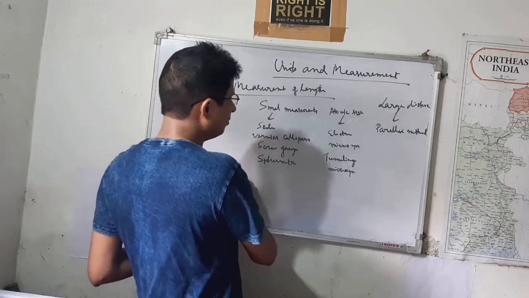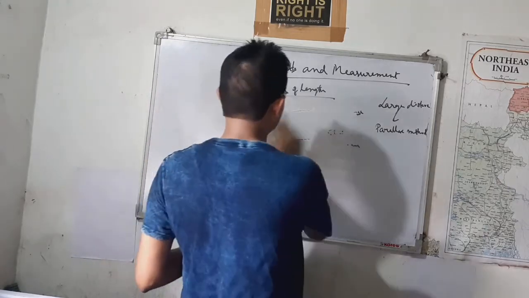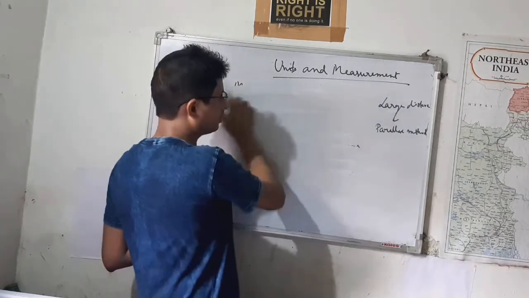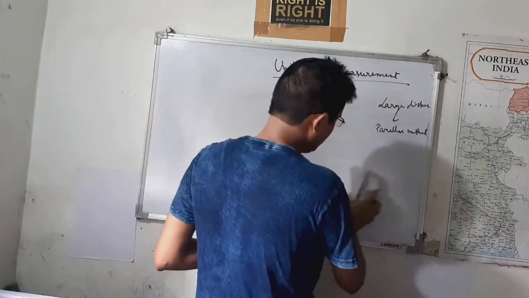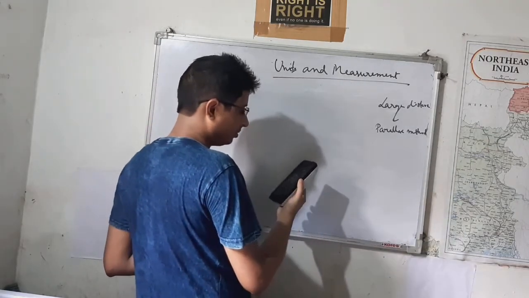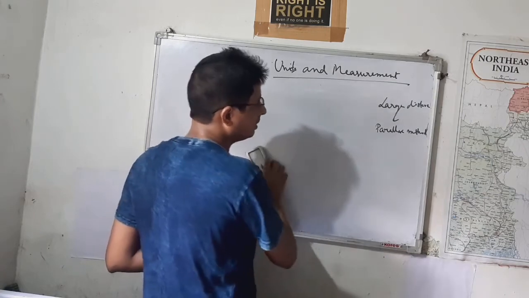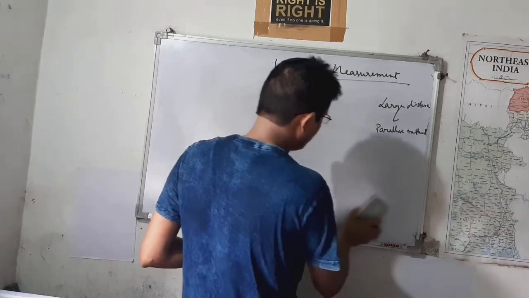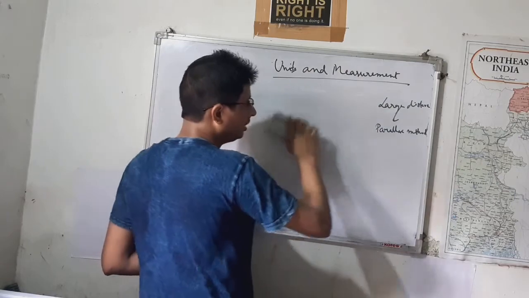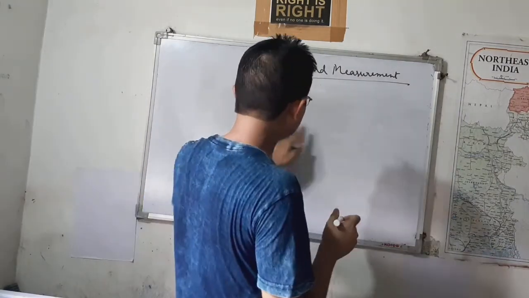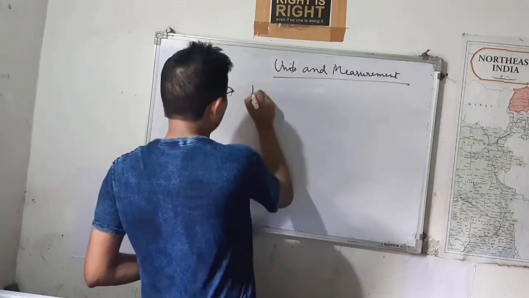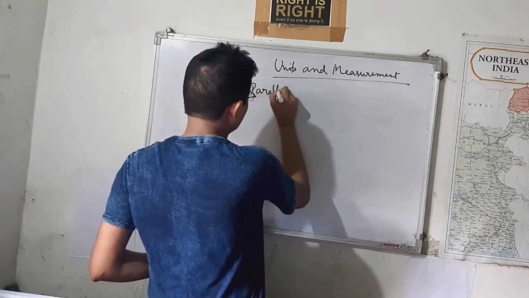Okay, now we will learn the parallax method. The parallax method is basically associated with the distance of a star, measuring a large distance. That is, if you want to measure the distance of a star from Earth, then this method is applicable.